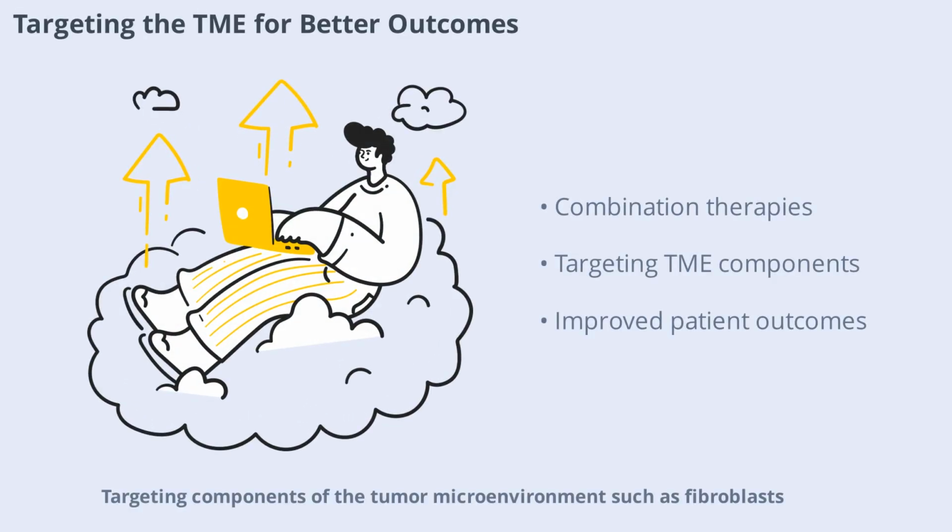Targeting components of the tumor microenvironment, such as fibroblasts, blood vessels, or immunosuppressive cells, can enhance the effectiveness of cancer therapies. Combination approaches that address both the tumor and its microenvironment are showing promise in clinical trials and may lead to better outcomes for patients.